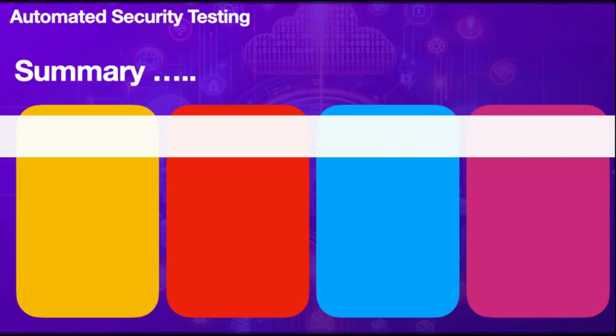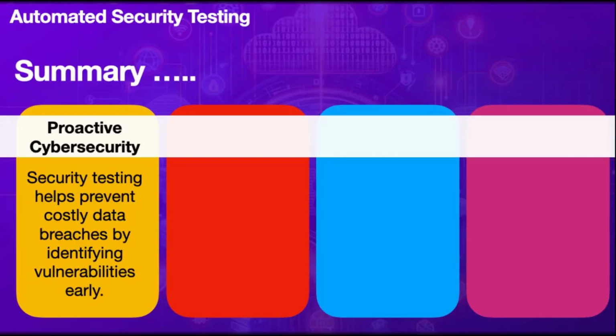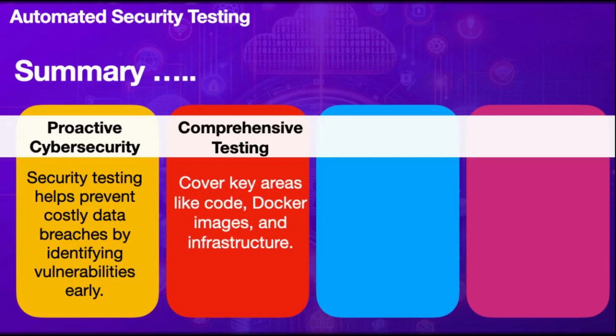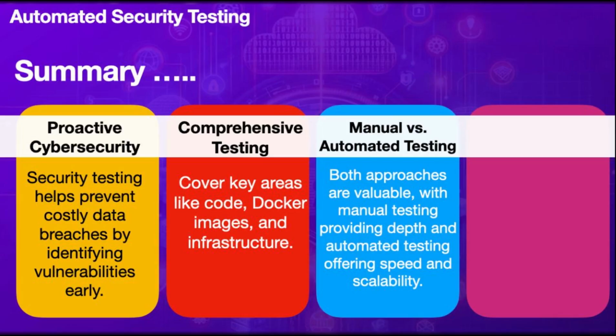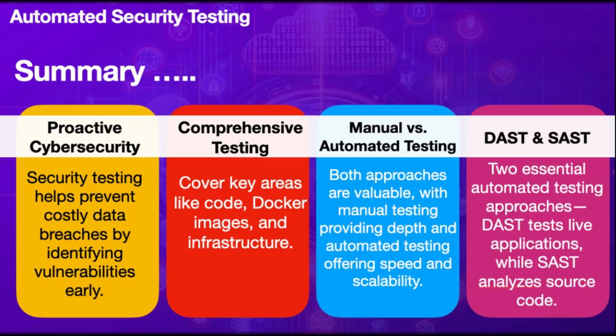Now let's summarize what we have learned. Proactive cybersecurity. Security testing helps prevent costly data breaches by identifying vulnerabilities early. Comprehensive testing. Cover key areas like code, Docker images, and infrastructure. Manual versus automated testing. Both approaches are valuable, with manual testing providing depth and automated testing offering speed and scalability. DAST and SAST, two essential automated testing approaches. DAST tests live applications, while SAST analyzes source code.